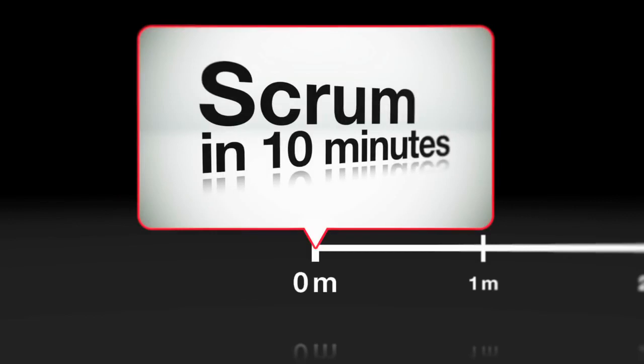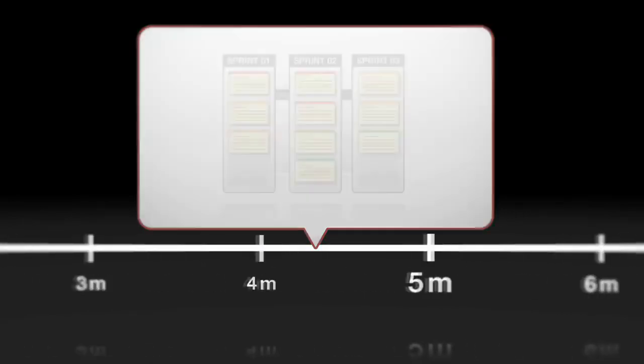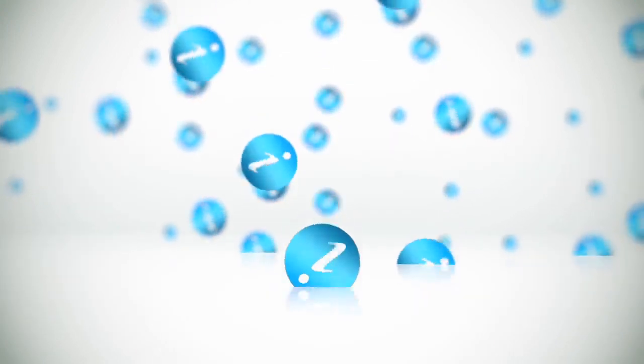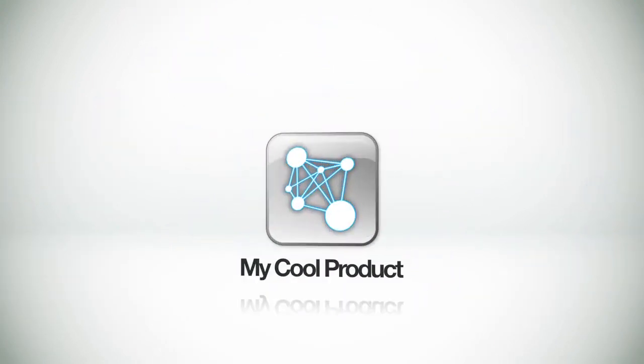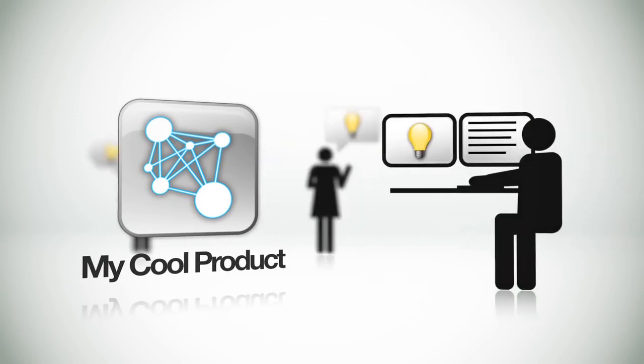I'll cover all the core Scrum concepts like product backlogs, team roles, sprints, burndown charts, and more. So get ready to be bombarded with information. Let's say this is the product we want to build. For this product, we get all kinds of feature requests from customers, executives, or even other team members.